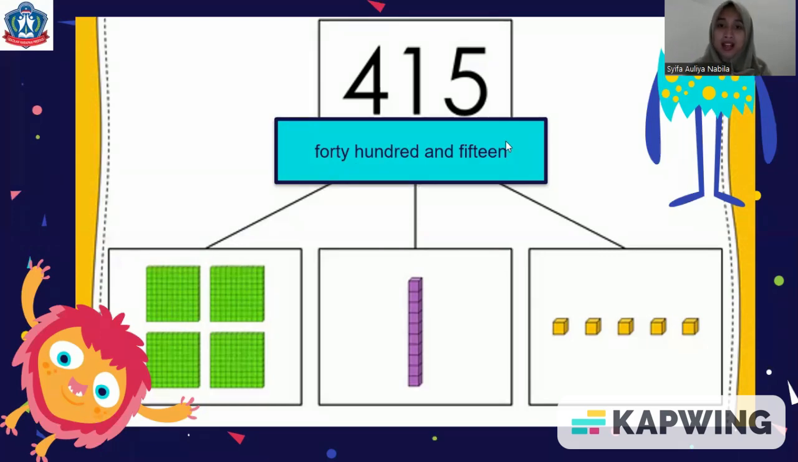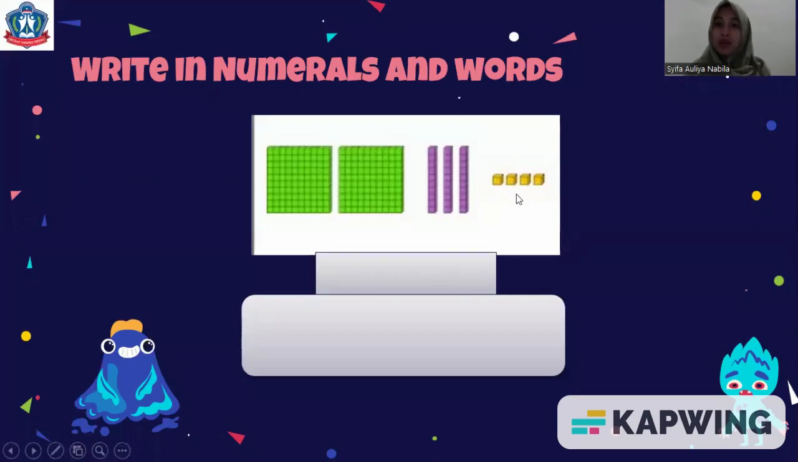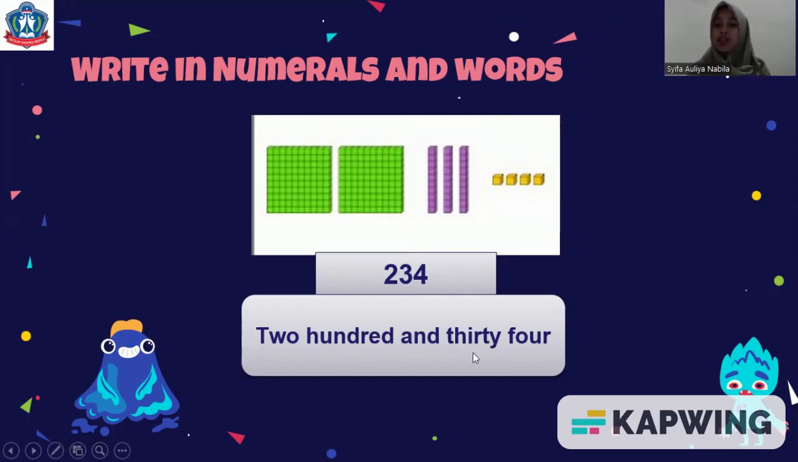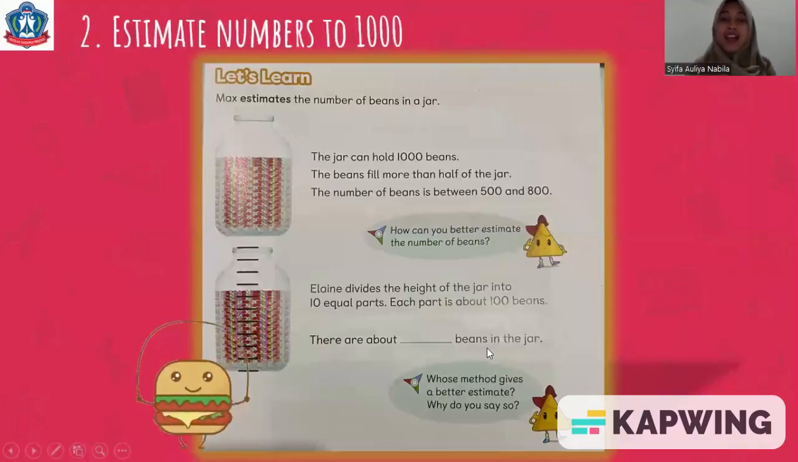So go to the next slide. Write in numerals and words. So let's practice together. So you can count these blocks. Finish. Okay. Write in numerals. This one is 234. Yeah, so you can write here in numerals like this, and then in words. Good job. And then the second is estimate numbers to 1000.